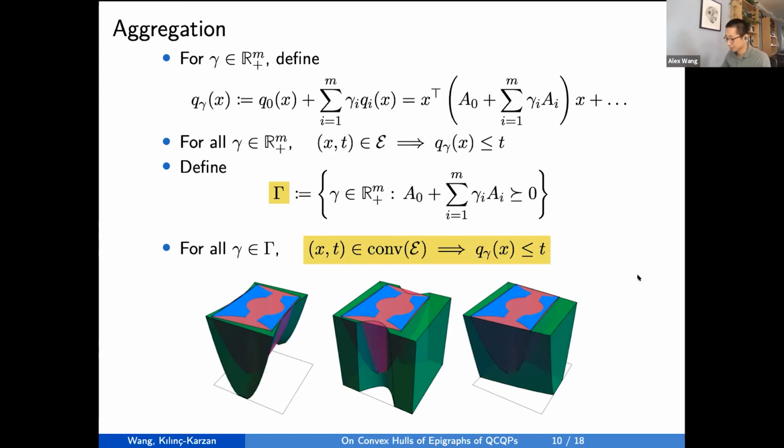Okay, and up until this point, all of this sounds relatively straightforward, but the interesting part about this set of valid inequalities is that this is exactly what the SDP does.